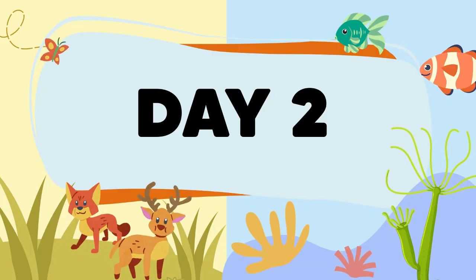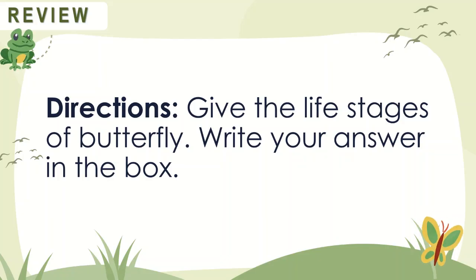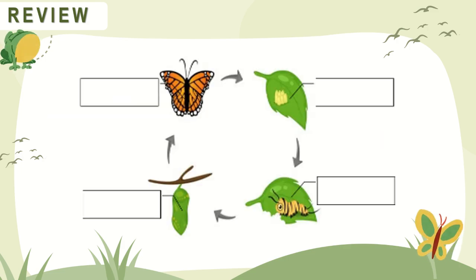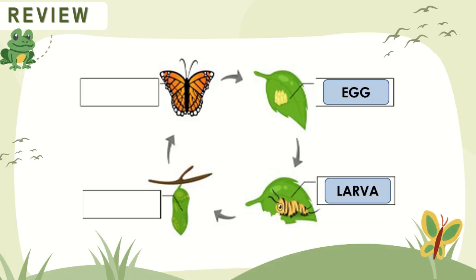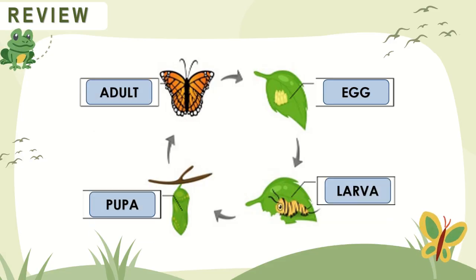For day 2, give the life stages of butterfly. Write your answer in the box. What are the 4 stages of the life cycle of a butterfly? You're right, it starts with egg, turning to larva, into pupa, and into an adult.